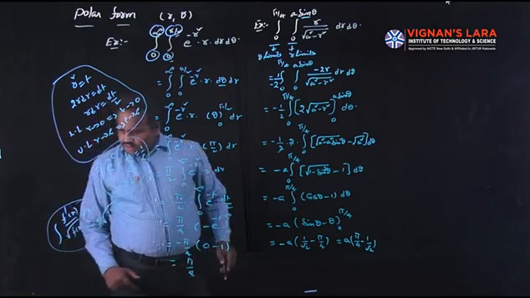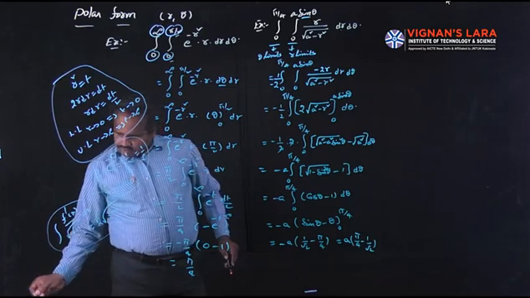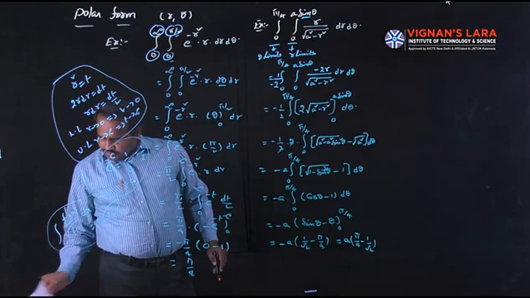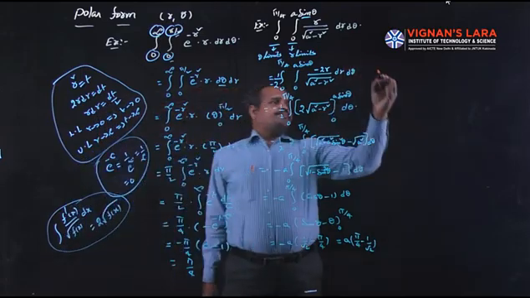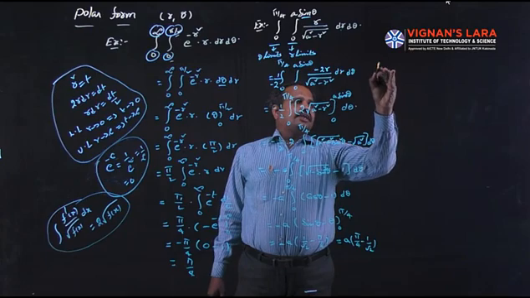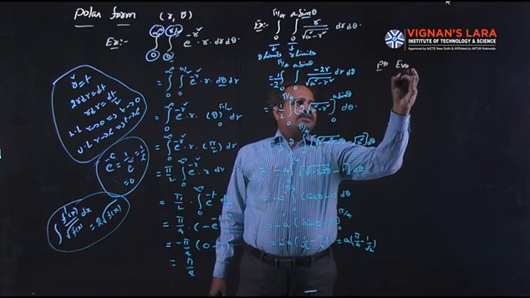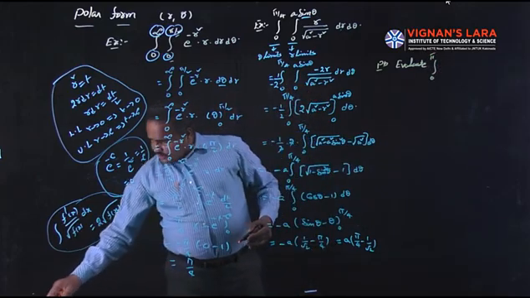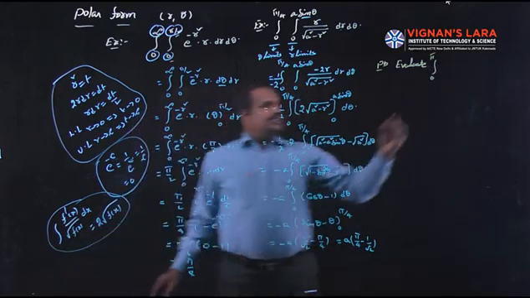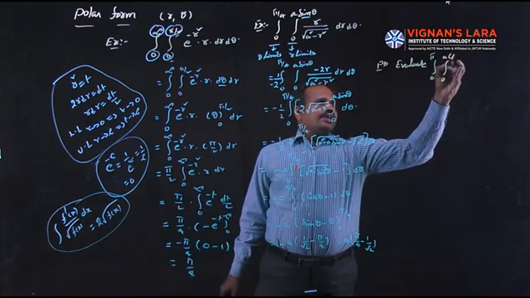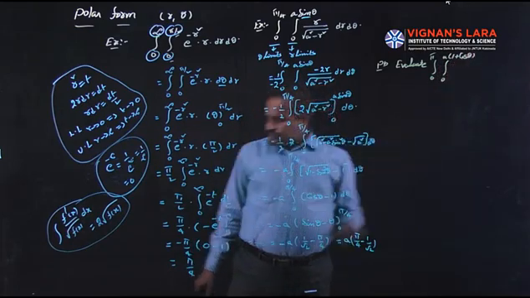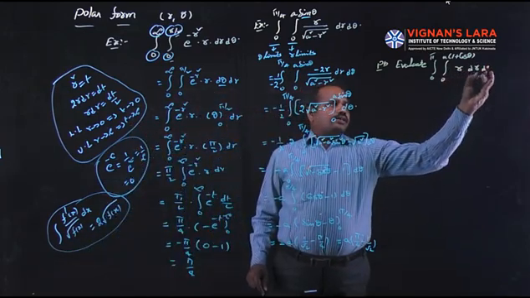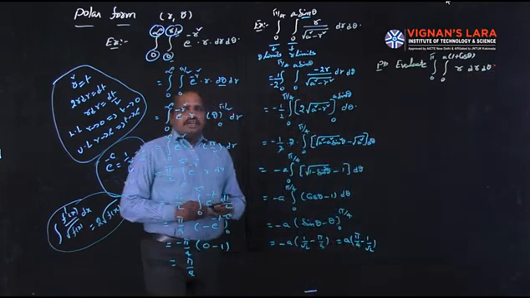Now say this: evaluate integral 0 to pi, integral 0 to a into 1 plus cos theta, into small r dr d theta. Here we have to calculate the value of that one.